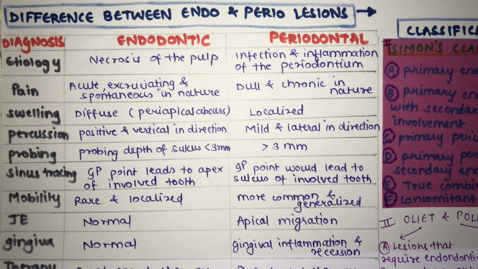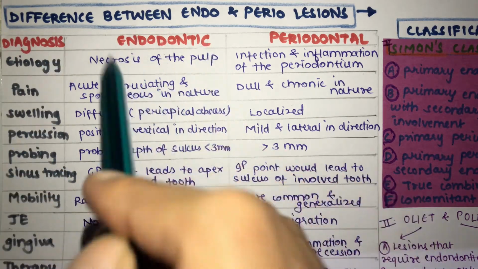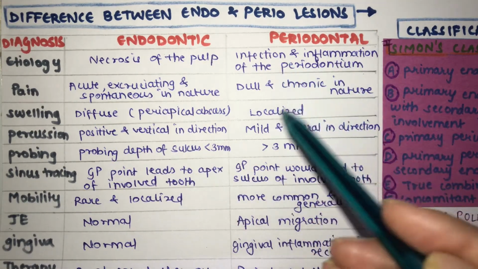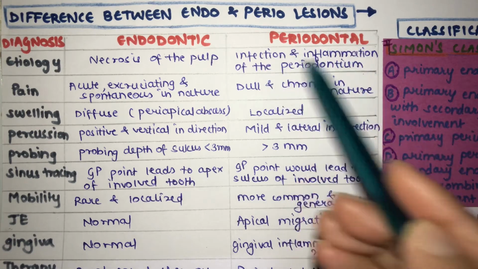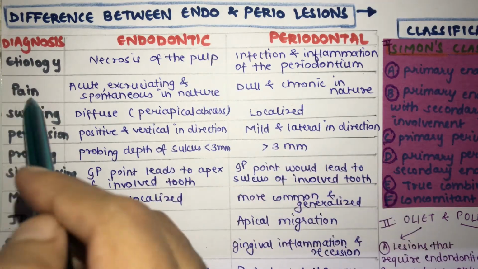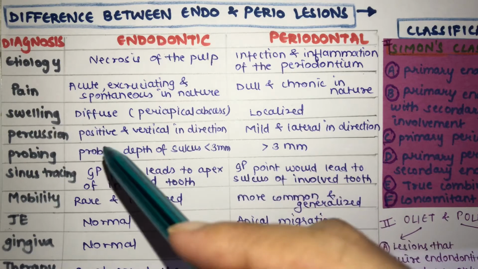Now the next main part is the difference between the endodontic lesion and the periodontal lesion. So it is a commonly asked SAQ, the differences between endodontic lesions and periodontal lesions. So first is the etiology. Now in endodontic, it is because of the necrosis of the pulp, and over here there is inflammation or infection of the periodontium. So because of this infection and inflammation, there is a periodontal lesion, and in this there is necrosis of the pulp.